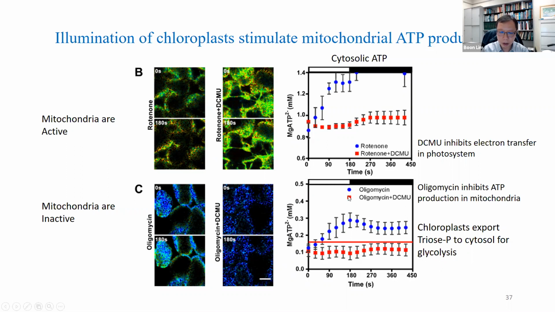And in the lower panel, we also treat the seedlings with oligomycin, which inhibits ATP production in mitochondria. And if we illuminate, we can still see an increase in the cytosolic ATP, but this ATP is not coming from mitochondria. We suggest that it is from triphosphate export from the chloroplast that undergoes glycolysis in the cytosol and generates some ATP.